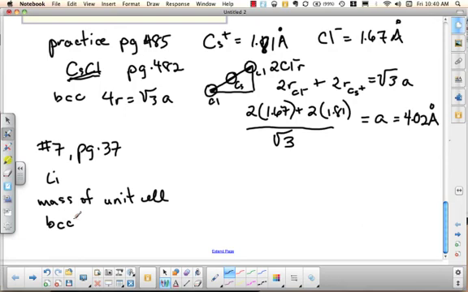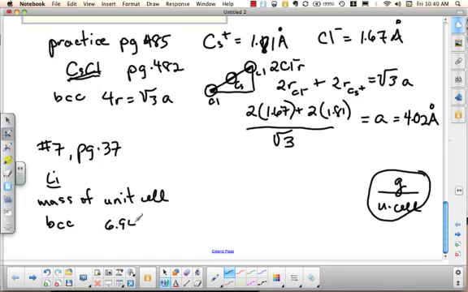Okay. So we don't need this equation up here. We're not relating edge and radius of atoms. We're just doing some dimensional analysis. So if they want the mass of the unit cell, the units we want to end up in are grams per unit cell. Well, it's lithium, so let's start with the grams of lithium off the periodic table. Grams of lithium is 6.941 grams per mole, divided by Avogadro's number.